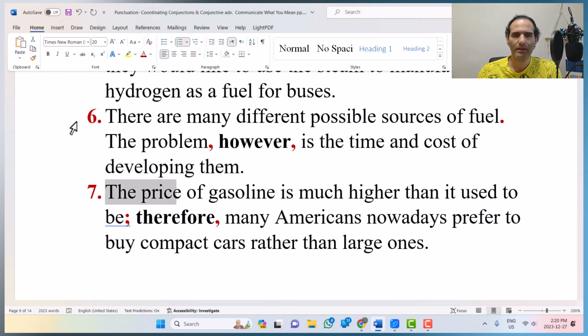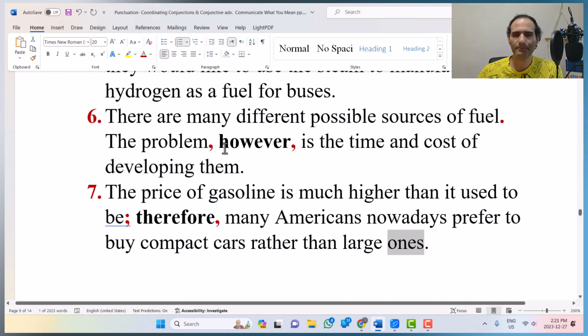Number 7. The price of gasoline is much higher than it used to be. Independent clause 1 finished. Semicolon, therefore, comma. Many Americans nowadays prefer to buy compact cars, small cars, rather than large ones. So, compact cars, small ones, large ones, one and ones, instead of repeating the word. So, this will contribute to your coherence, cohesion. Okay?